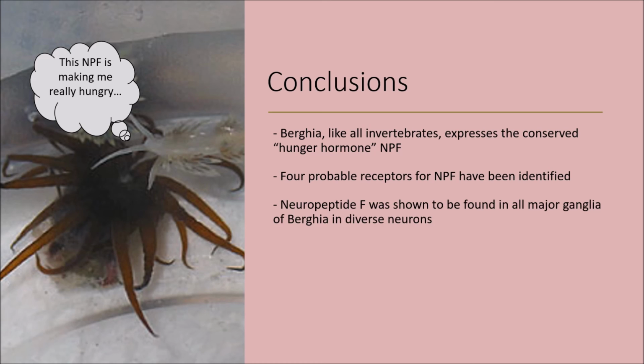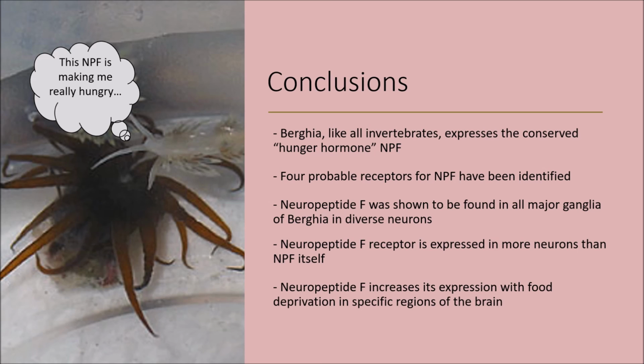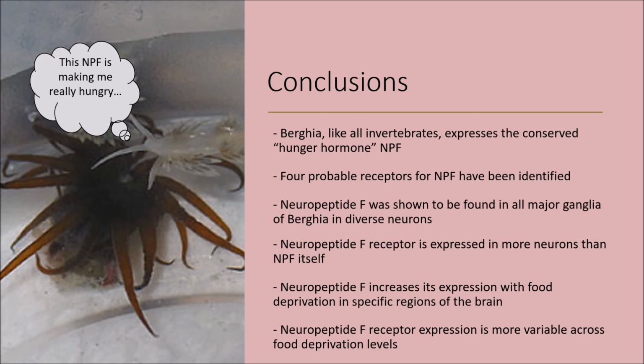To summarize, Berghia does in fact have an NPF sequence, and I was able to identify four probable receptors for NPF. And NPF was shown to be found in all major ganglia, in cells of all shapes and sizes. Also, the receptor for neuropeptide F showed more expression than NPF itself. And as expected, neuropeptide F expression increased with food deprivation in specific regions of the brain, specifically the cerebral pleural. And lastly, the expression of the neuropeptide F receptor is more variable across the food deprivation levels.